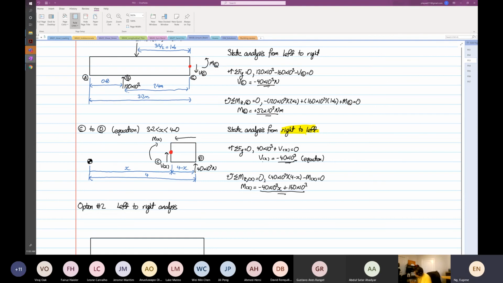Point A, point B, and then we have point C. And this is before. So we know that at point B you have your 120 times 10 to the power of 3. At point C, it stops. So over here now, the 50 is a constant number. The distributed load is a constant number now. Why? Because the distributed load stopped at point C. Your slider now is between 3.2 and 4. So this is at 3.2 meters, so the distributed load is only up to 3.2 meters.